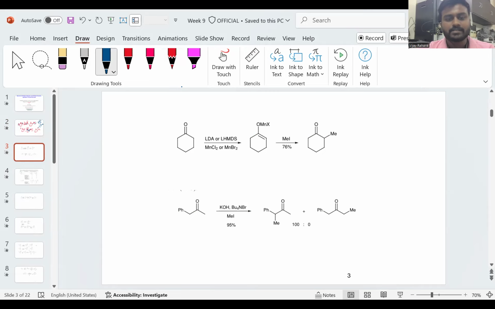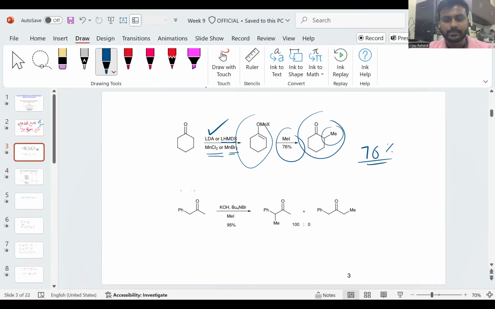The base used in this case is lithium diisopropylamide or LiHMDS. With this base, if you add MnCl2 or MnBr2, it gives the formation of this enolate, and when you add methyl iodide, it gives a 76% yield of the product, that is the monoalkylated one.